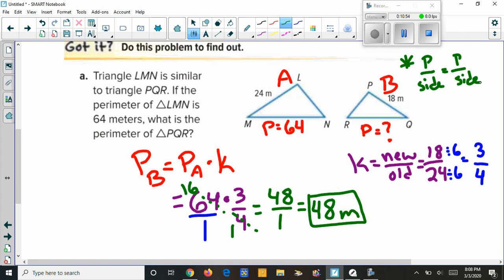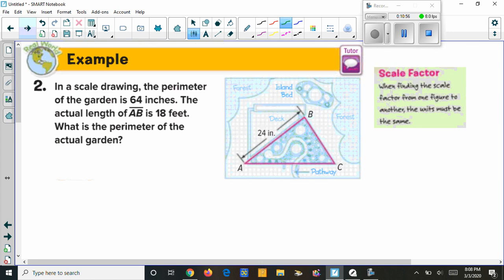Now let's look at example 2. Example 2 is more of a real world example dealing with blueprints or maps. In a scale drawing, the perimeter of the garden is 64 inches. The actual length of AB is 18 feet. What is the perimeter of the actual garden?